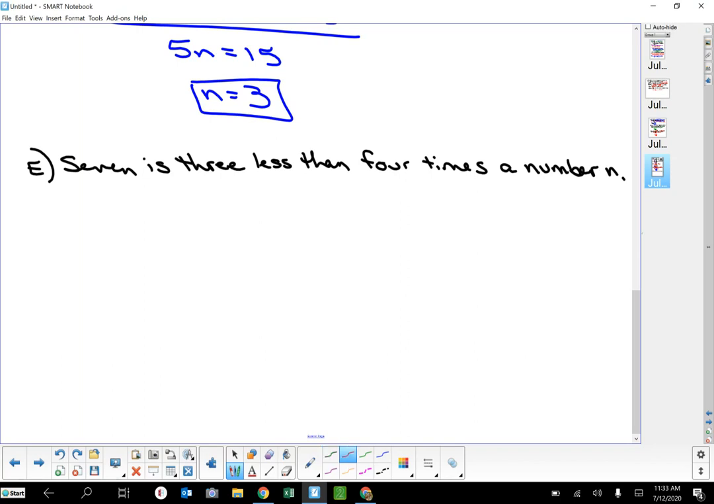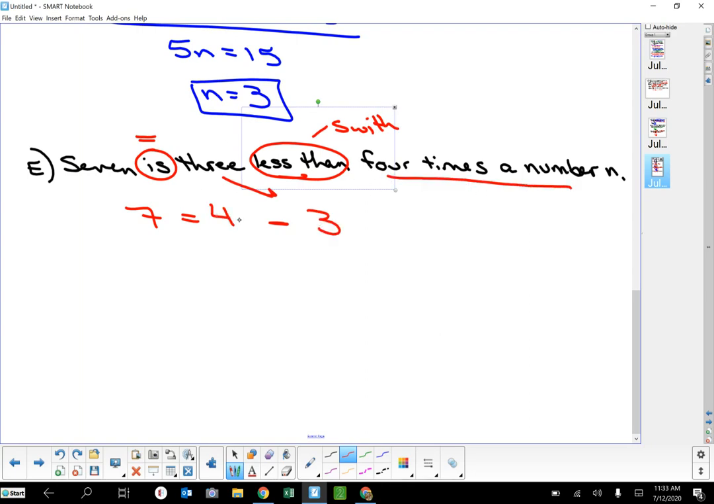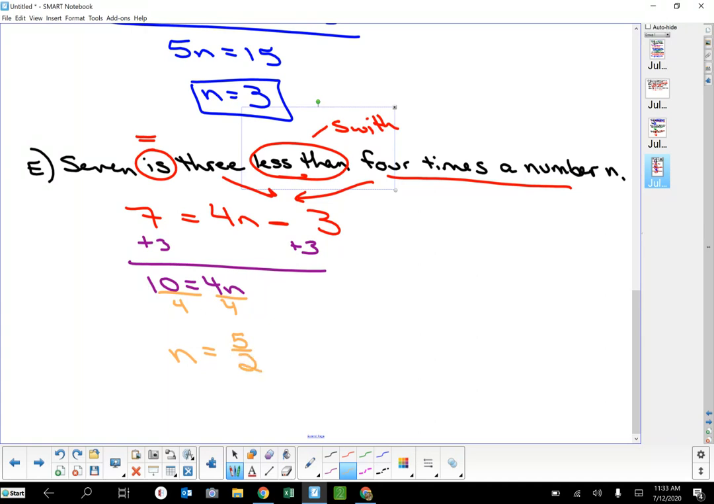Okay, so 7 is, remember, is equals. So 7 is 3 less than, switch word. Okay, so the 3 is going to go over here. 4 times a number goes over there, right? Because they get switched. And now we're going to solve. So add a 3. 10 equals 4n. Divide by 4. And we can reduce. n is equal to 5 over 2. And that's what we would get.